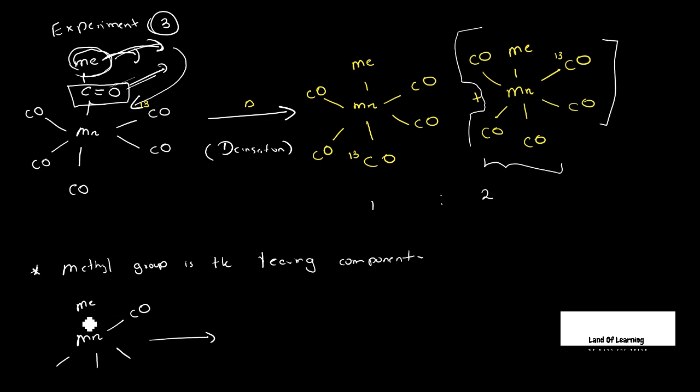So in this case, the methyl group will break its bond from the metal center and then attack the carbonyl to form the COMe group. When it comes to the reverse, this methyl group will be removed from this and then again attached to the metal center. So these are the observations we have obtained, right?